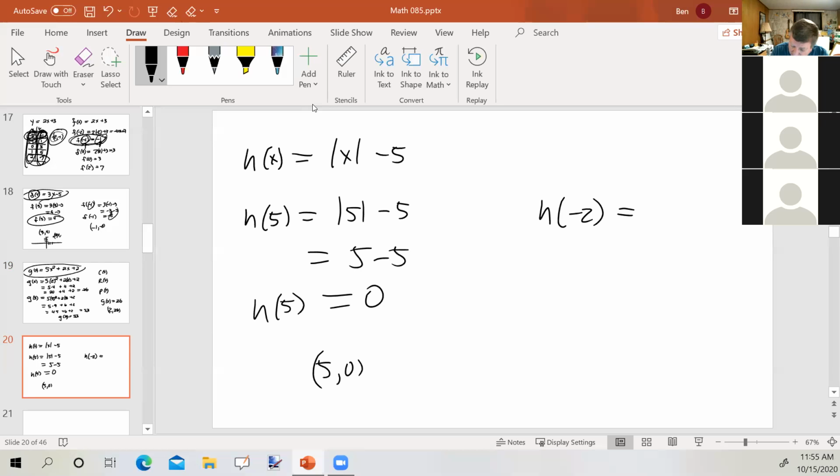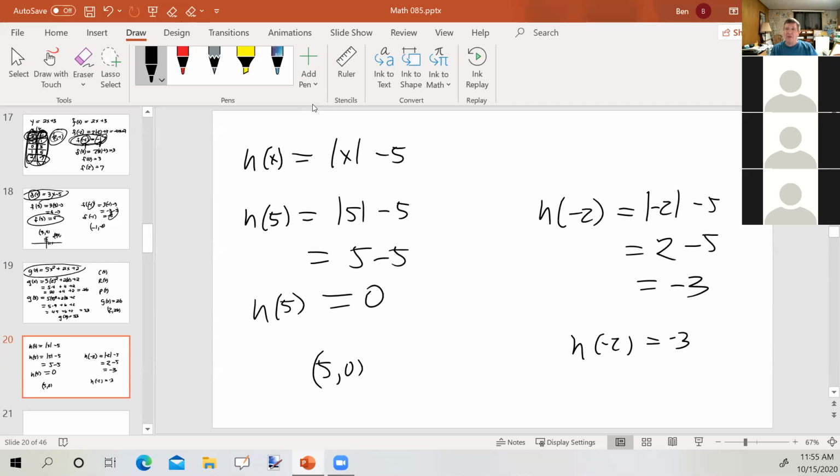How would you find H of -2? The same way, plugging in -2. What's the absolute value of -2? +2. 2 minus 5 is -3. So h of -2 equals -3.